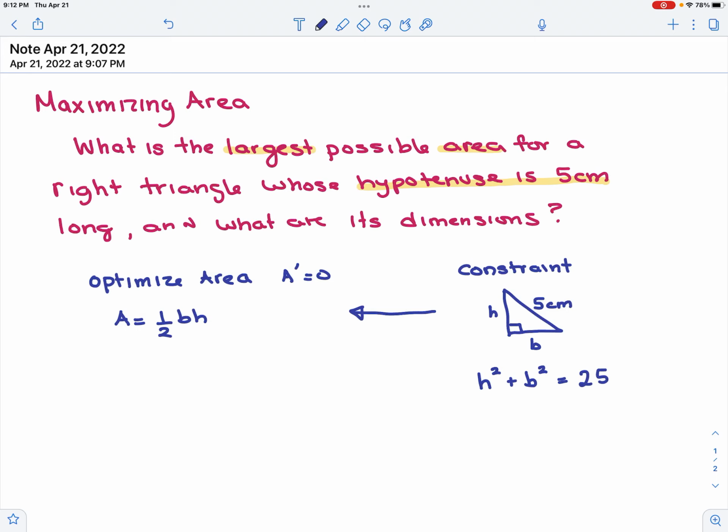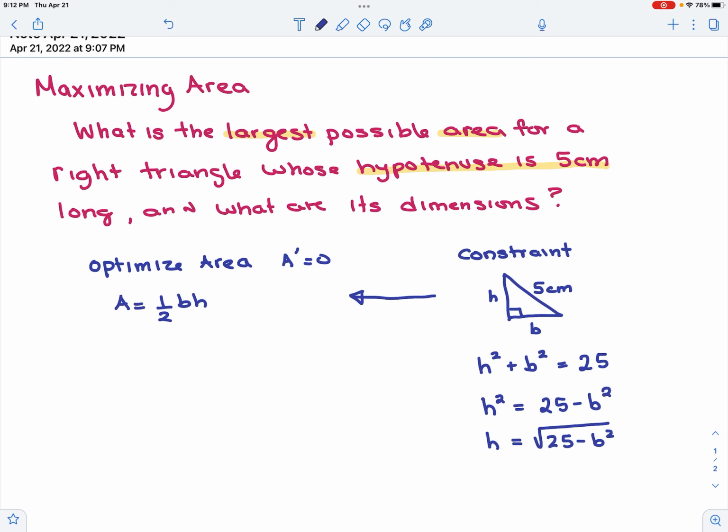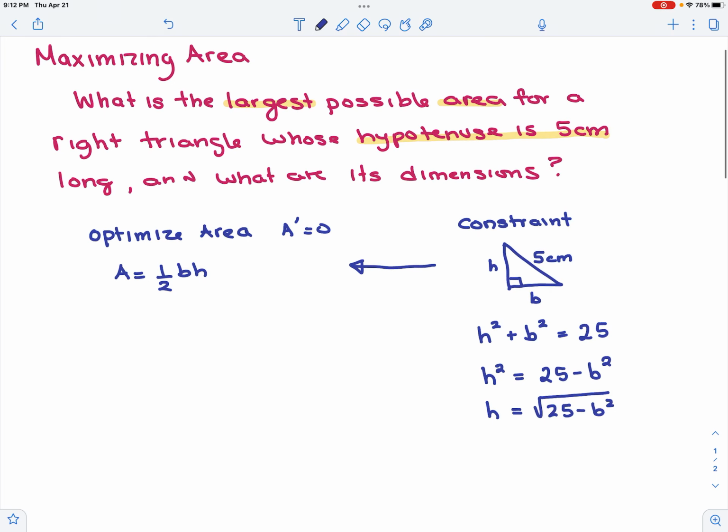And now I can just replace one of the variables. It doesn't really matter which. So I can choose h squared equals 25 minus b squared. And then I get that h equals the square root of 25 minus b squared. Normally I'd say plus or minus, but because we're talking about length, we'll just look at the plus. So now I'm going to replace this h with this in this formula.